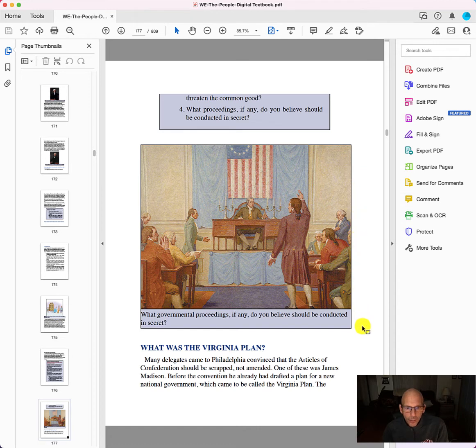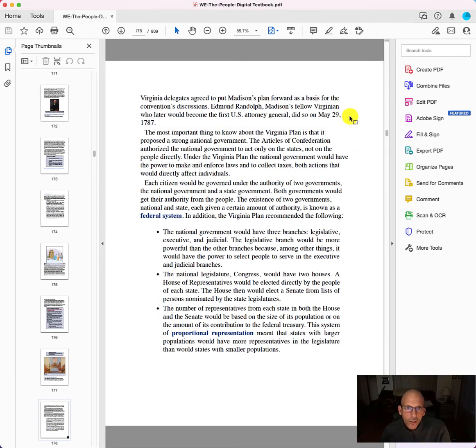What was the Virginia Plan? Many delegates came to Philadelphia convinced that the Articles of Confederation should be scrapped, not amended. One of these was James Madison. Before the convention, he already had drafted a plan for a new national government, which came to be called the Virginia Plan. The Virginia delegates agreed to put Madison's plan forward as a basis for the convention's discussions. Edmund Randolph, Madison's fellow Virginian, who later would become the first U.S. Attorney General, did so on May 29, 1787.